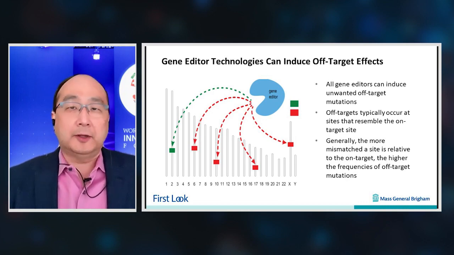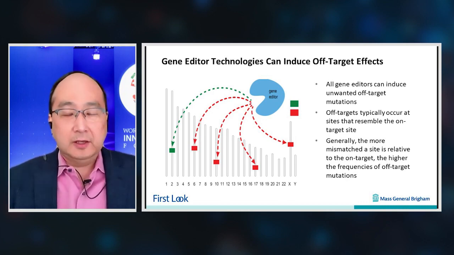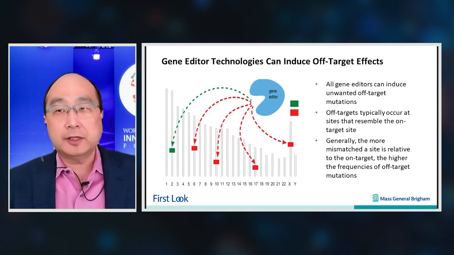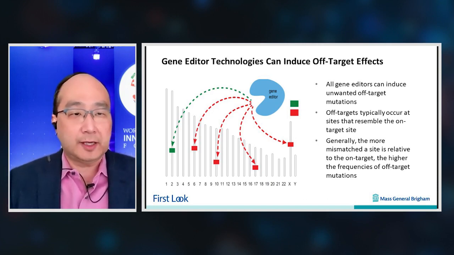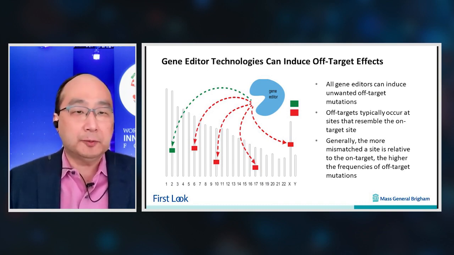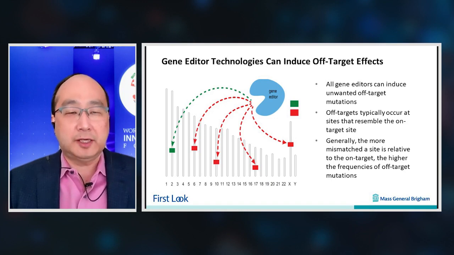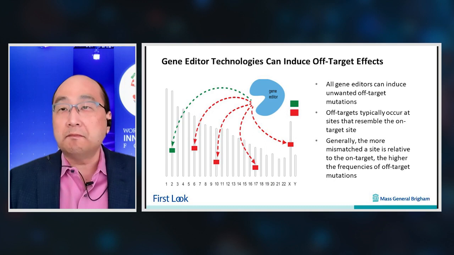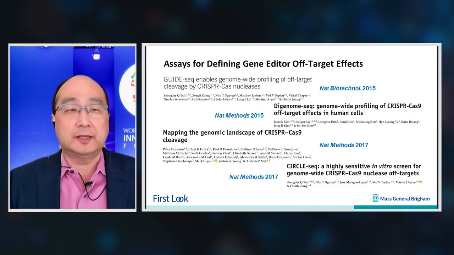But what they also have in common is that they can all induce off-target effects. What do I mean by this? We've gotten very good at putting these changes at specific locations in the genome, shown here with the green box. But we know that all of them are at least capable of making what we call off-target changes, so changes to the genetic material at other locations in the genome. These are unintended changes. What we know from a lot of different studies is that off-targets are not random. They typically occur at sites that resemble the on-target site. Generally, the more mismatches a site has in its DNA sequence relative to the on-target site, the higher the frequency of off-target mutations that you see at those sites.